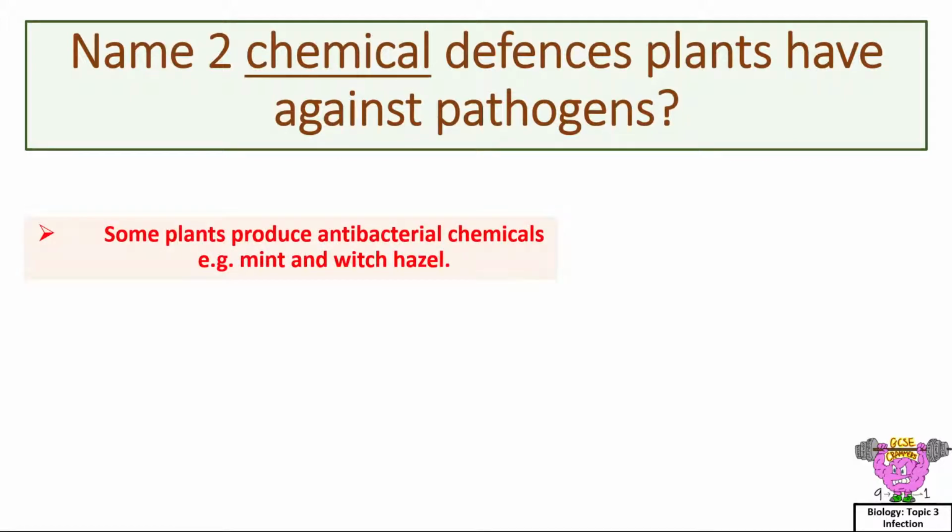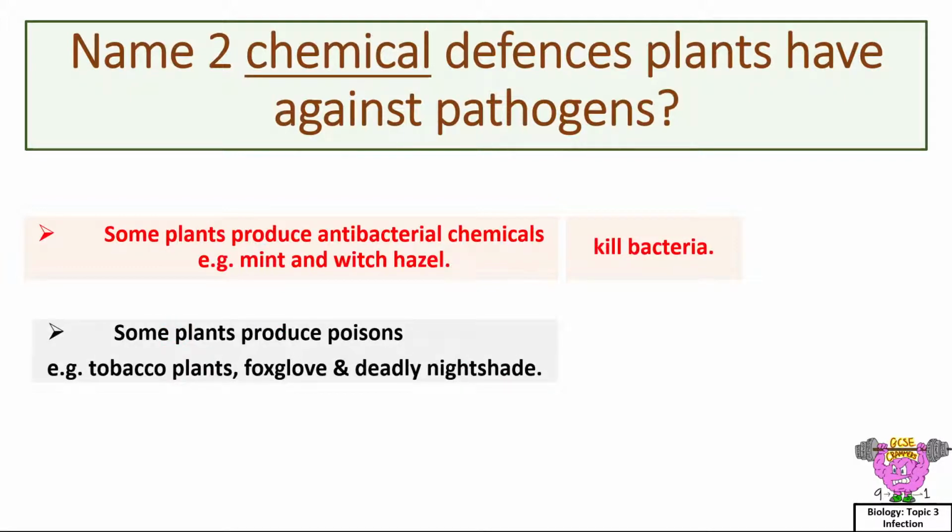Name 2 chemical defenses plants have against pathogens. Some plants produce antibacterial chemicals, e.g. mint and witch hazel. These chemicals kill bacteria. Some plants produce poisons, for example tobacco plants, foxglove and deadly nightshade. These poisons stop herbivores from eating them.